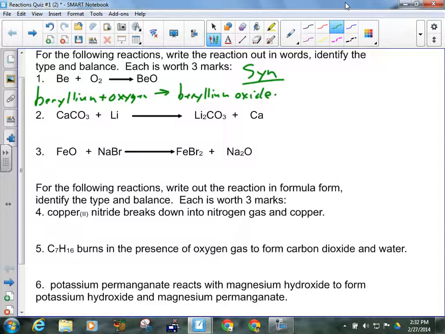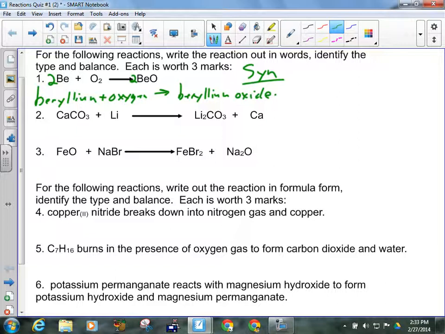Okay, and then lastly, we got to balance. Beryllium's already balanced, but there's 2 oxygens on the reactant side, so a 2 needs to go here, and by doing that, I also need a 2 there. So if they have it balanced like that, that's their 3rd mark. Okay, questions on number 1.